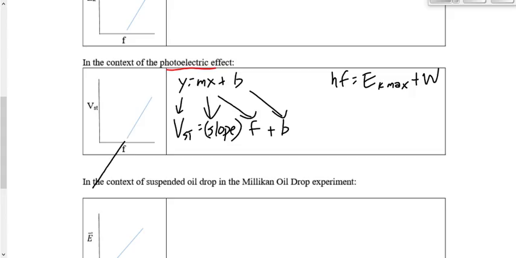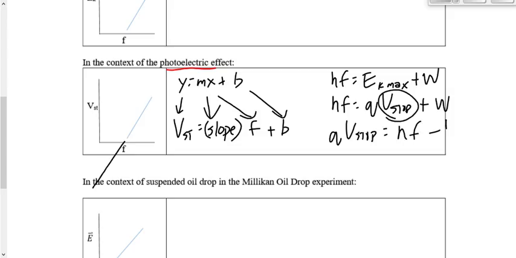But the nice thing about this equation is that I can do some substitutions to make it look way different. Now I've got V stop and frequency in it. Now I've got to rearrange this to solve for V stop so it looks the same as this. It takes the same form. I'm going to say qV stop is equal to hf minus W, and I'm going to divide by q. I get V stop is equal to hf over q minus W over q. So I divided both terms by q.